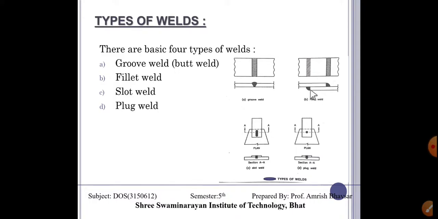In each and every case, we must go for this kind of connection, known as fillet weld. In this connection, we should have a right angle place. Without a right angle place, we can't do the fillet weld. Slot weld: in this case, we are going to make just one slot at this point, and we fill that slot with weld at a particular spot. And plug weld is also like the slot weld. In that case, we do normal drilling in the connected plate. So these four are the welding types, and in structural design we always prefer the fillet weld.